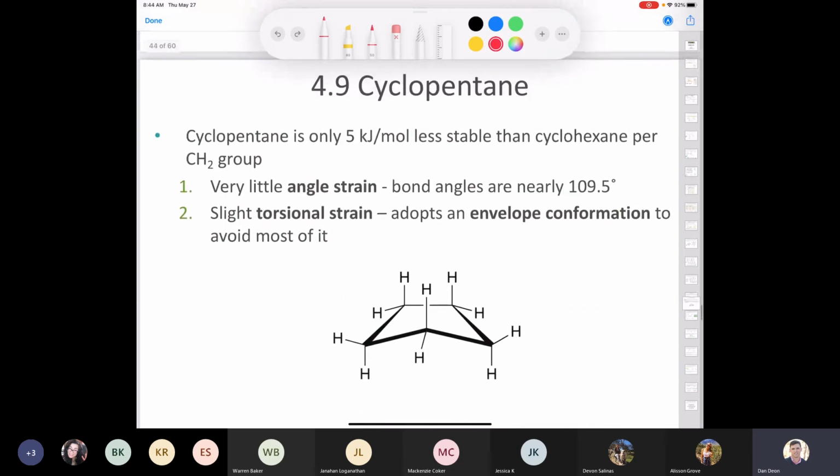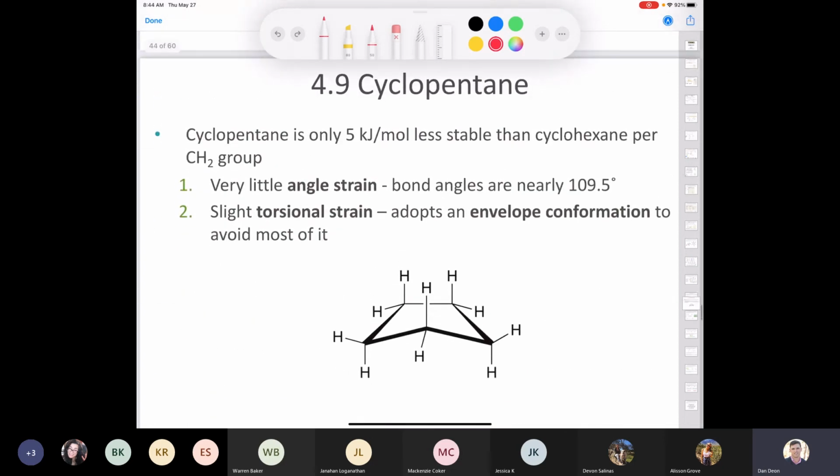But let's move on from there to cyclopentane. So cyclopentane is less stable than cyclohexane, which I told you is the most stable of all, but it's not that much less stable.